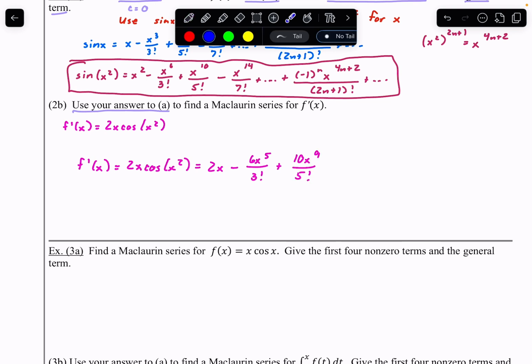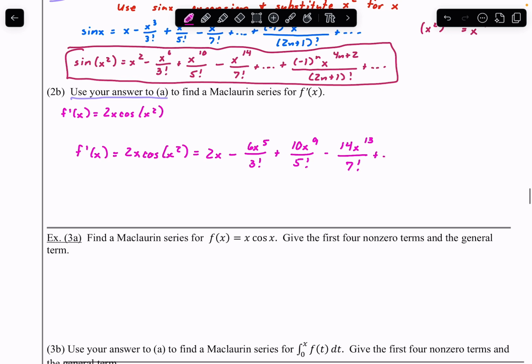I am choosing intentionally not to reduce this. I know that this reduces, but remember, reducing is not required on the AP exam unless it's some sort of multiple choice. So I'm going to wait to reduce, and I might not reduce at all. We'll see. 13th over 7 factorial.